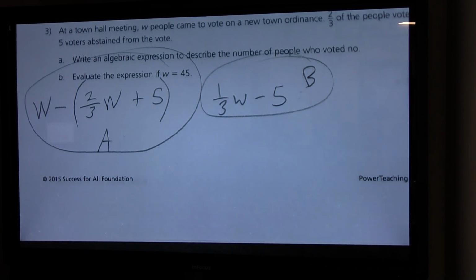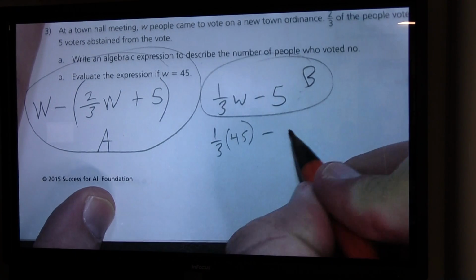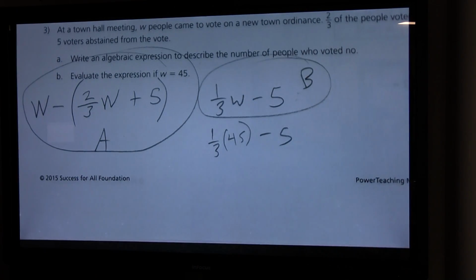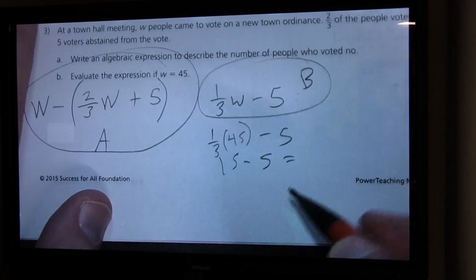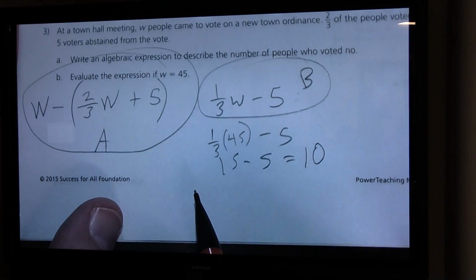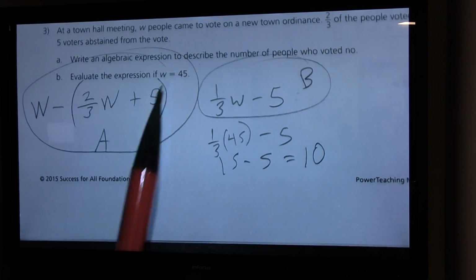Now evaluate means solve. So we're going to solve this expression. If W equals 45, if that's the number of people who show up, I'm going to use this one because it's simpler. 1/3 of 45, subtract 5. Well, I know that 1/3 of 45 is 15, because 15 plus 15 plus 15 equals 45. That's just my mental math, my number sense. I just see 45 and think 1/3, and that's 15. All right, so 15 subtract 5 equals what? 10. So the number of people that voted no, 10 people, if the value of W is 45.